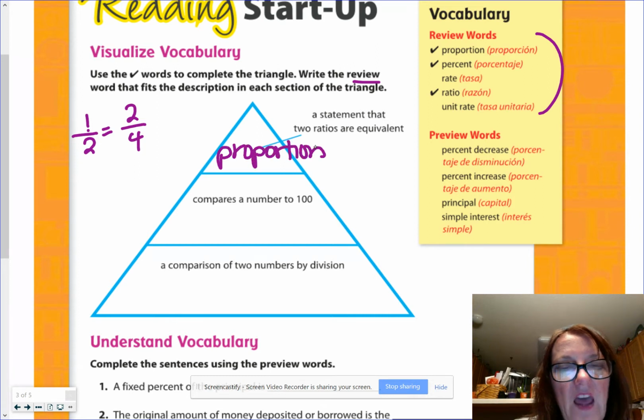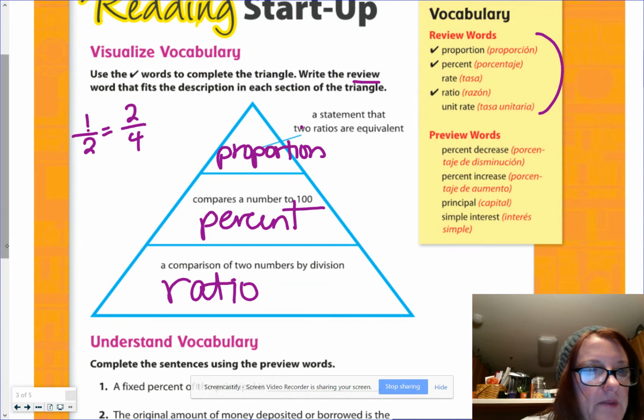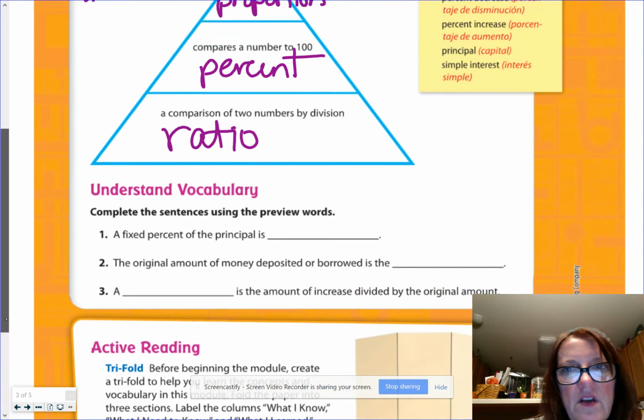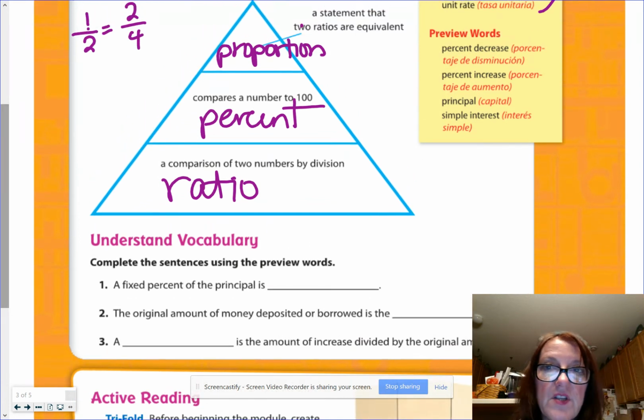Proportion. The next one, compares a number to 100. Well, that's percent. And a comparison of two numbers by division. That would be what a ratio is. Okay. All right. These bottom ones. A fixed percent of the principal. Okay, so preview words, we have percent decrease, percent increase.